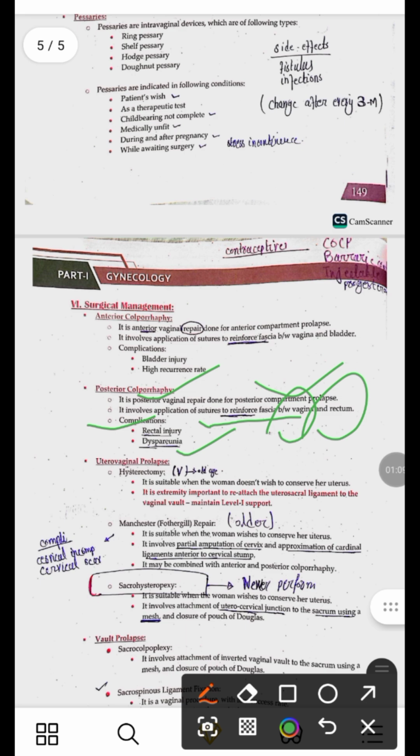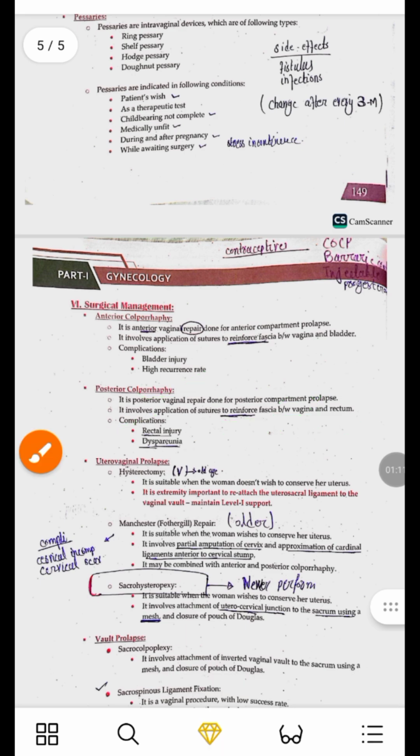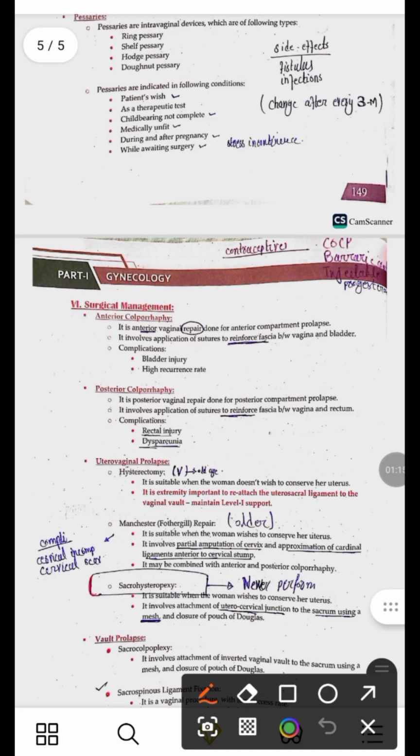And next one is the uterovaginal prolapse. For uterovaginal prolapse, we have different surgical options. First one is the hysterectomy. Hysterectomy is done in old age when the woman has completed her family and she does not want to conserve her uterus. In hysterectomy, it is important to reattach the uterosacral ligament to the vaginal wall to maintain the level 1 support and prevent the vault prolapse. So hysterectomy is done in older age when the family is complete and the female does not want to conserve her uterus.